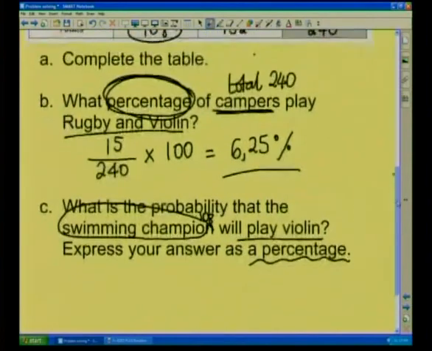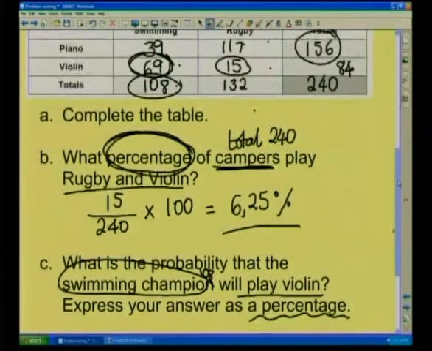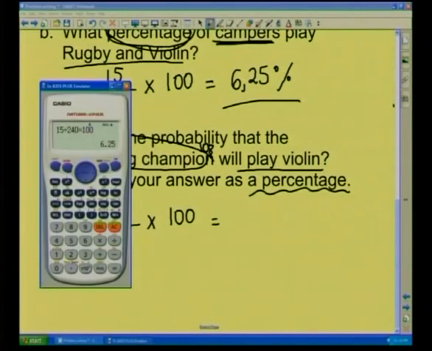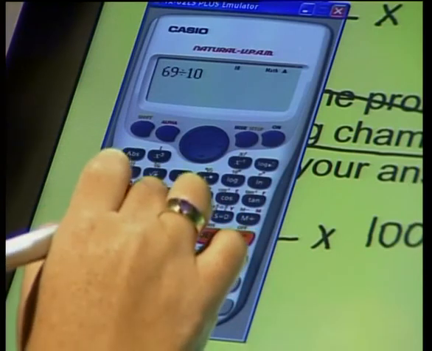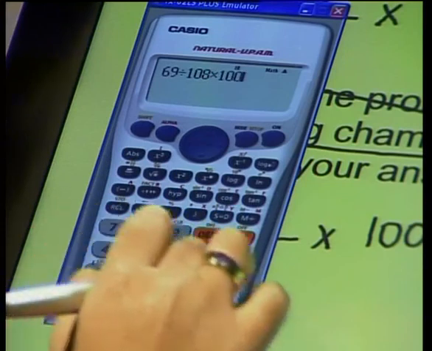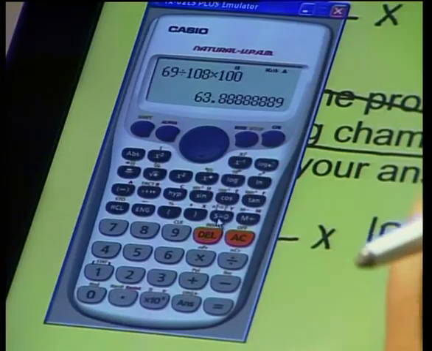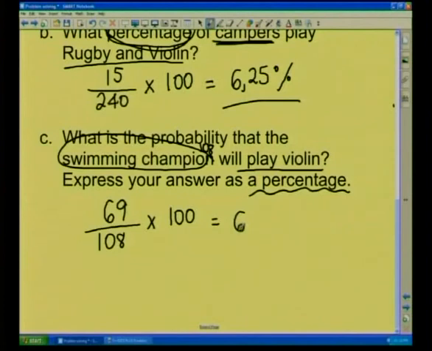So, violin playing swimmers is 69 out of the 108. So it's going to be 69 out of all the swimmers, which is 108 times 100. So 69 divided by 108 times 100 is equal to 63.888. So I'm going to round that to one decimal place, which is going to be 63.9%.